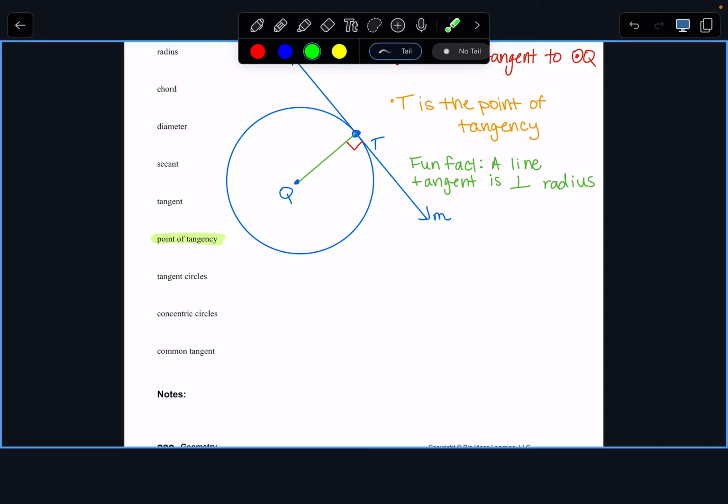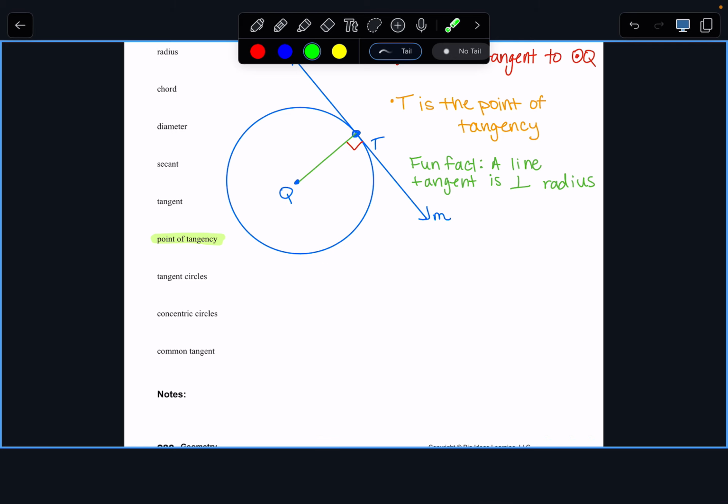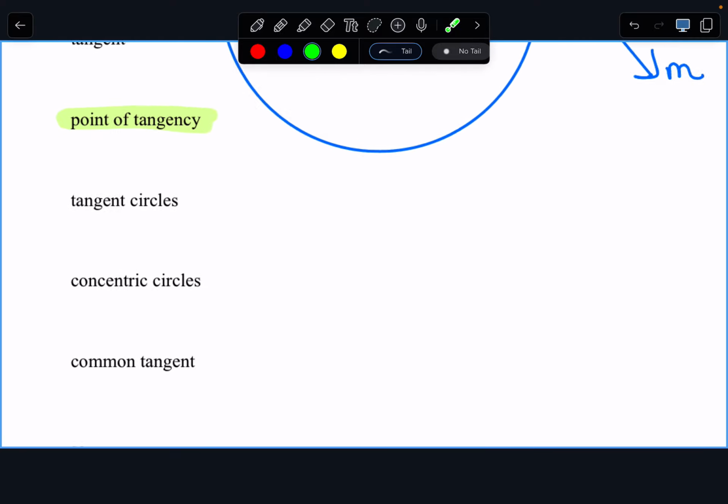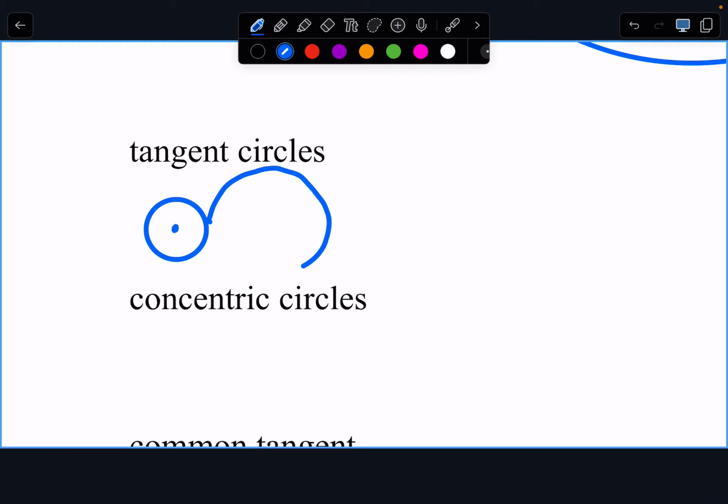We are going to do like 2 examples right here in a moment. You all are driving me bonkers. Where it says tangent circles, if 2 circles are tangent, then that means that they are touching.